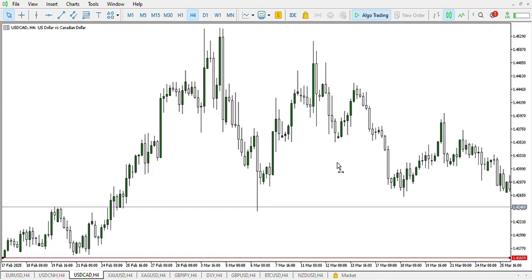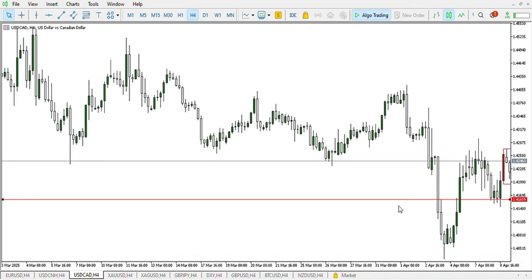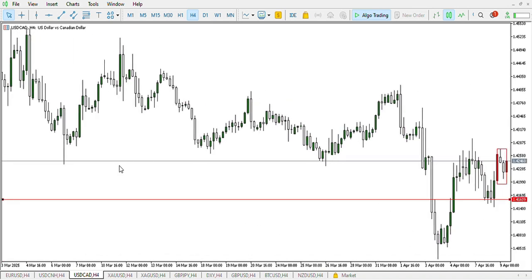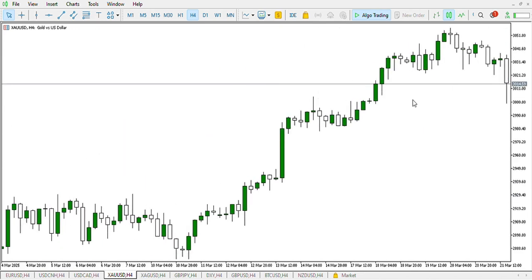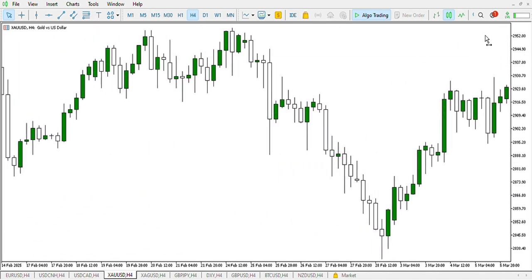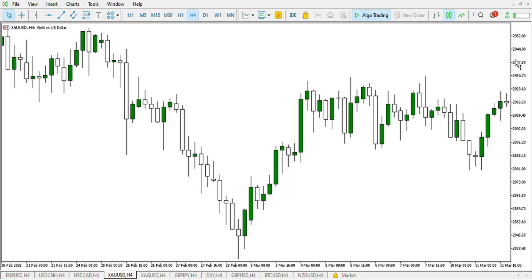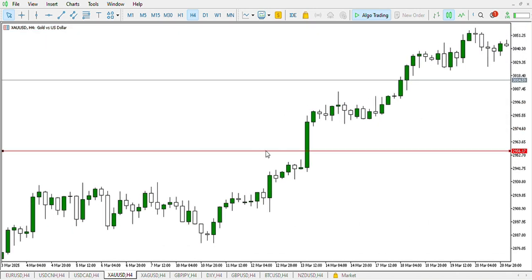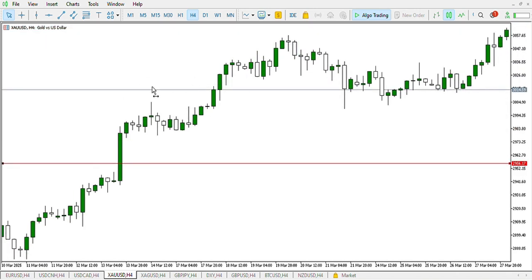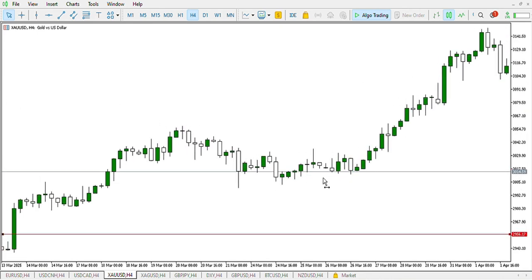On gold here, we can see a bullish market structure. To confirm that, we need to see two higher highs. As price breaks this line, you can see this is the first higher high. Then you can see another higher high right here. And you can see that the price continues to push up as the cycle on gold is still bullish.